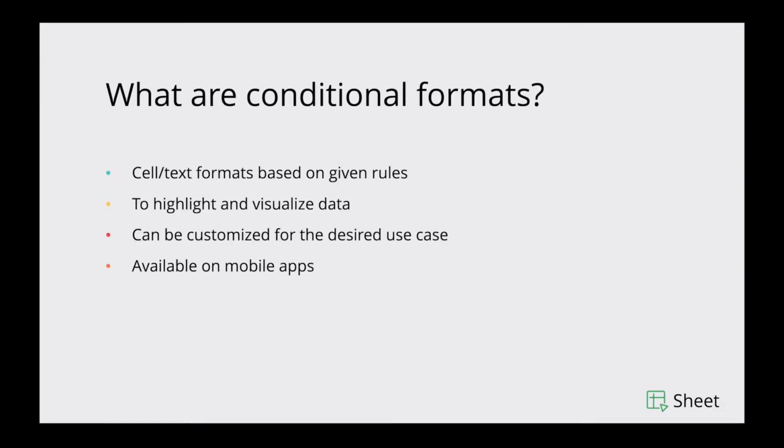So coming to the topic for today's session, what are conditional formats? Conditional formats are nothing but those cell or text formats that you can apply based on a given condition or rule. So these formats can be used to highlight and visualize your data or even study data trends and patterns in your spreadsheet. And you can customize these formats based on your use case or even style. And these conditional formats are available even on Zoho Sheet's mobile applications, so you can view and create them on the go.